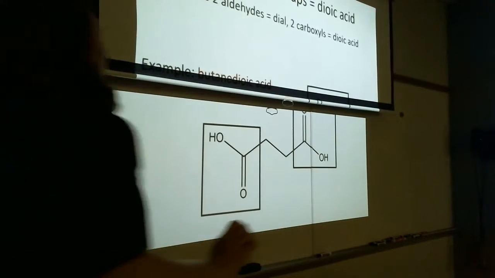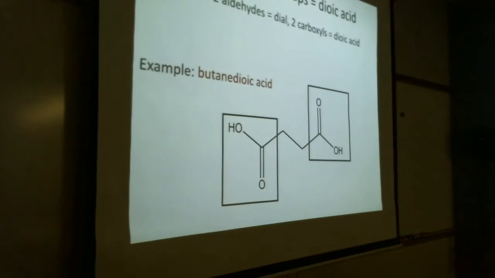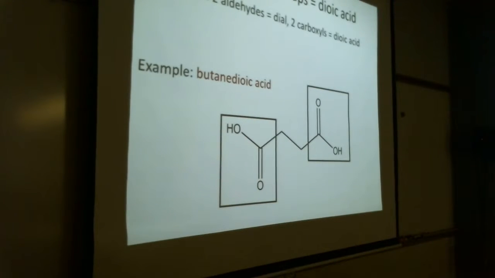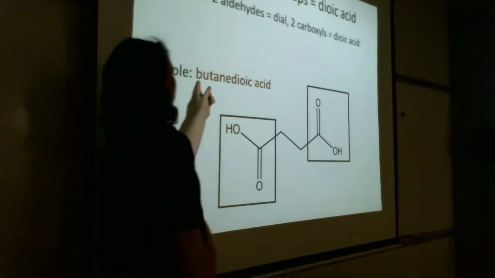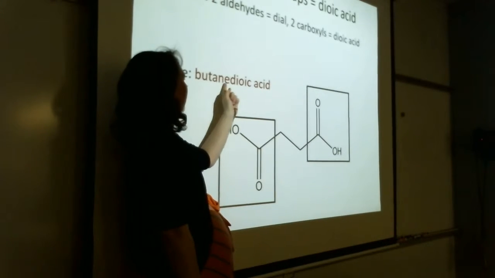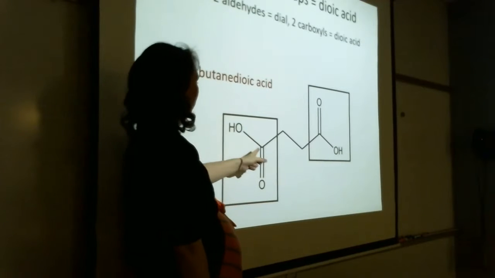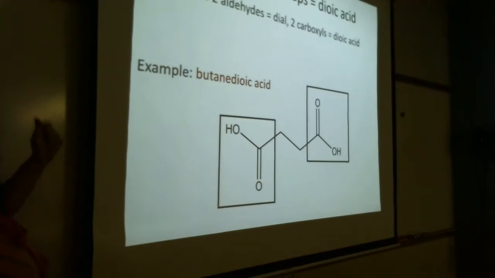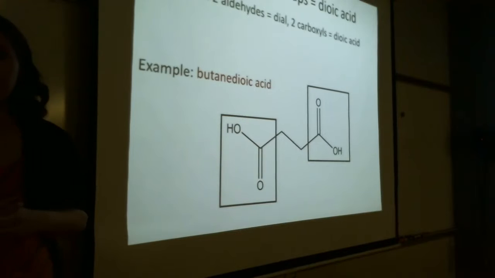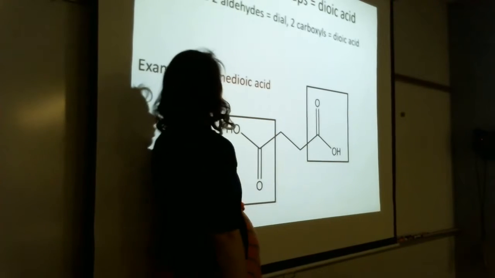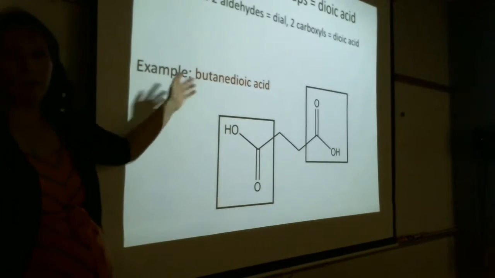Okay, so when we have 2 carboxyl groups, we call that a dioic acid. Just like when we had 2 aldehydes, we called that a dial. If we have 2 carboxyls, that would be a dioic acid. And it's not butadioic acid, it's just butanedioic acid. So you don't change the parent at all. You just call it butanedioic acid. So this is a 4-carbon chain, 1, 2, 3, 4, or 1, 2, 3, 4. It really doesn't matter here, because there's no substituents. So this would just be called butanedioic acid. And then if there were substituents, let's pretend there was a chlorine right here. That would be 2-chlorobutanedioic acid. Okay, make sense?